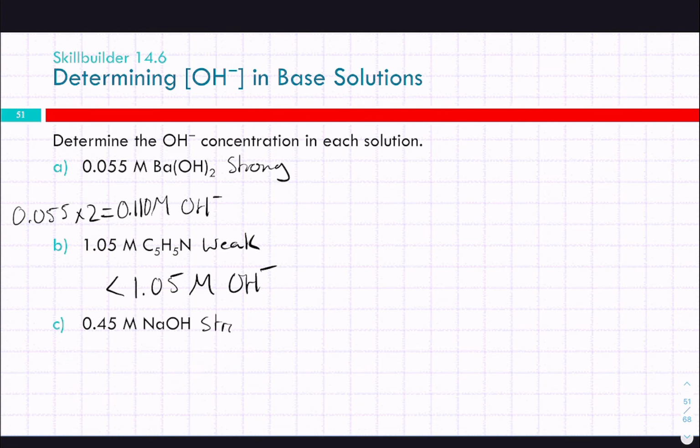This one is a strong base. Strong bases versus weak bases are easier to identify because the strong bases are all a metal plus hydroxide. So this will be sodium, magnesium, potassium, calcium, all of those things, plus hydroxide is going to be a strong base. So what's the concentration of OH minus here? Yep, it's the same, 0.45 molar. Because we have one hydroxide, so we multiply 0.45 by 1, and it's the same. Excellent.